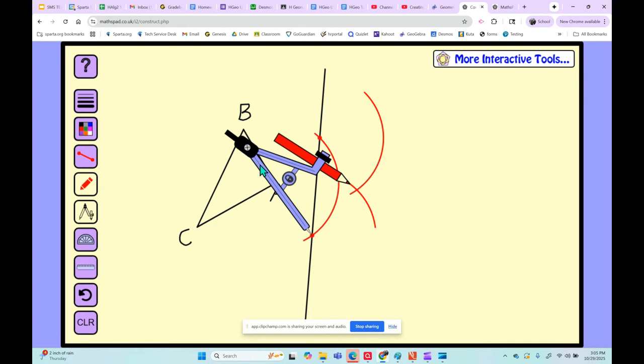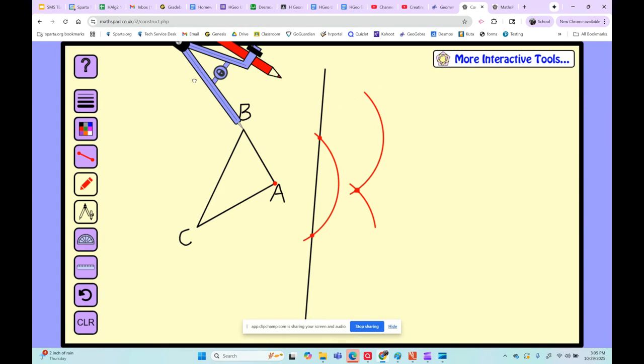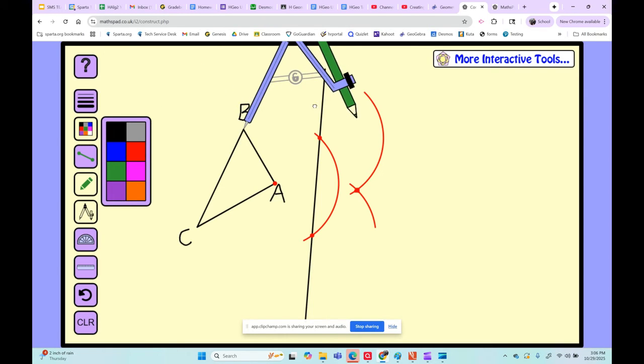And where those two arcs intersect, that's going to be A prime right there. That's the first point. All right, now I'm going to complete this construction again from point B. We'll change the color so we can see better. I went across the line so that I can get 2 points by making an arc that crosses both sides of the line.